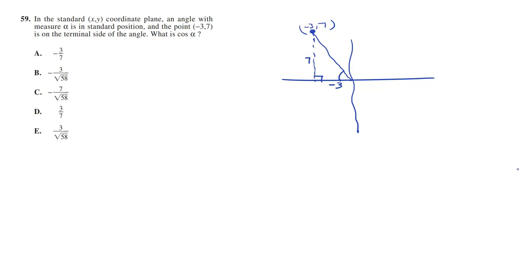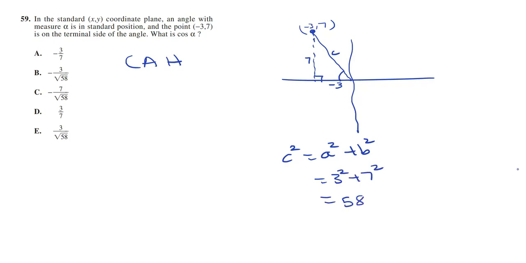So now we want to find cosine, and we know that cosine, SOHCAHTOA, we need adjacent, which is -3 here, and then we need to know this right here. So let's call this C over here. So C squared is A squared plus B squared, and because we're dealing with lengths, we'll just ignore the negative on the 3, which is going to be 3 squared plus 7 squared, which is going to be 9 plus 49, 58. So C is the square root of 58.